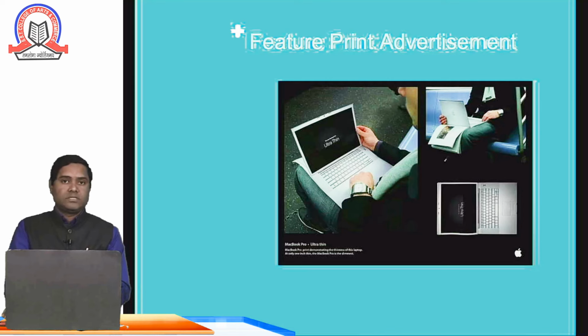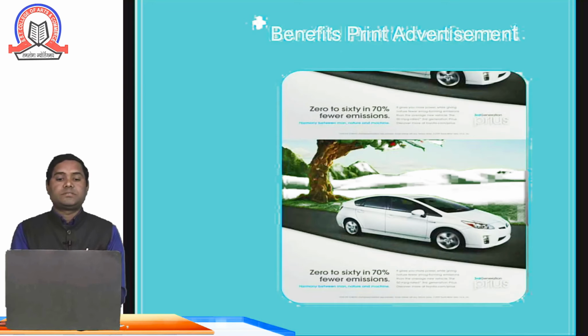This is one ad, just watch it minutely. Here you will come to know that this is the example of a feature print advertisement. Here you can see one product, actually it is a laptop, and the features of that particular product are elaborated by using different types of visuals. Then this benefit print advertisement, here you can see the benefits if the customer is using that product are elaborated, are given in the advertisement. The customer reads the advertisement, and the customer comes to know what the benefits of that particular product are.